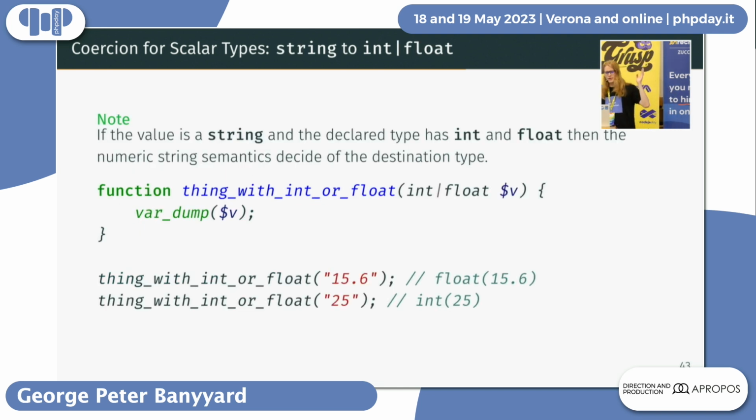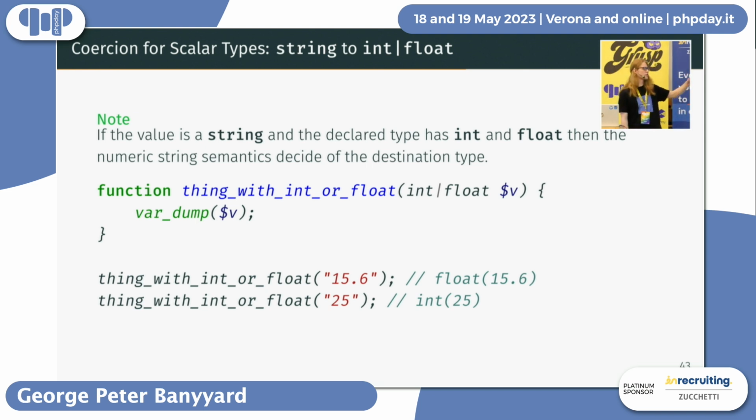Now, if the value is a string and you're trying to pass it to an integer or a float, instead of casting it to an integer and then to a float, it will use the numeric string semantics and decide on this whether it should pass it as a float or an integer. So if you try to pass the string 15.6, it will give you a float. If you try to pass the string 25, it will give you an integer.